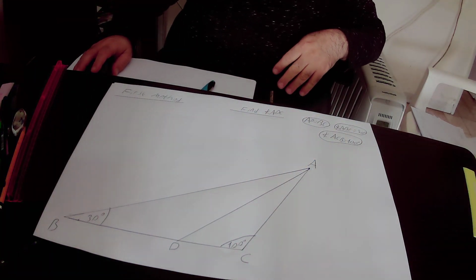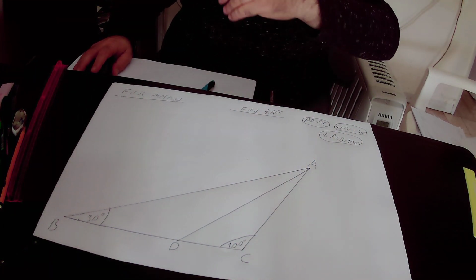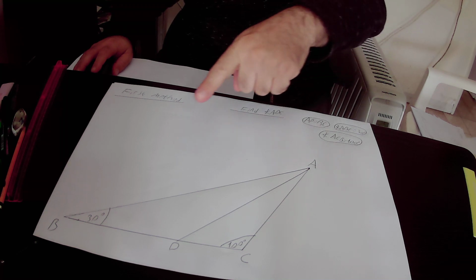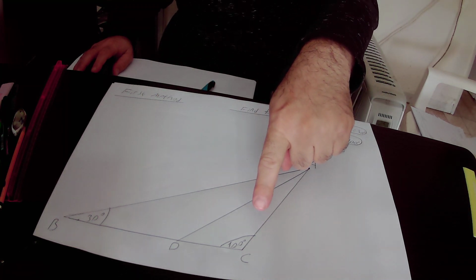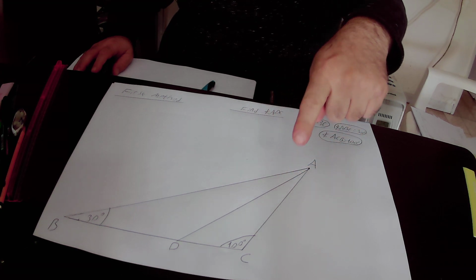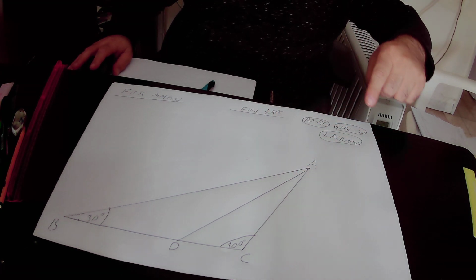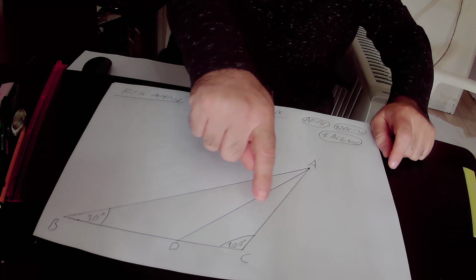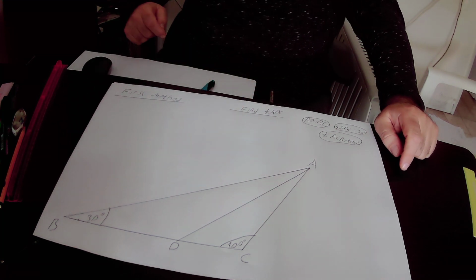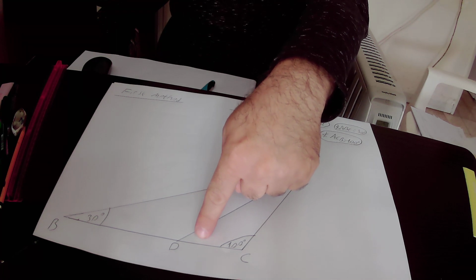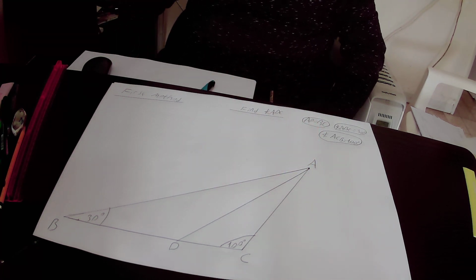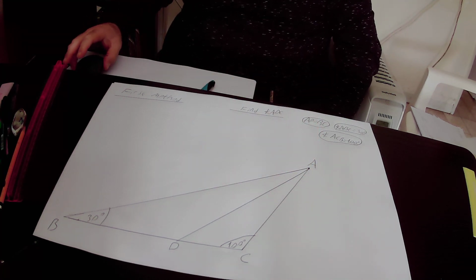In the drawing we have triangle ABC. We know that angle ABC equals 30 degrees. This angle ACB equals 100 degrees. And we also know that side AD equals side BC. And we want to find out the value of this angle ADC. So we start with the first method.